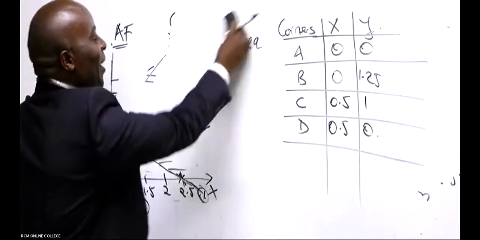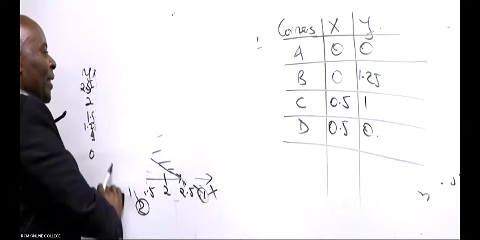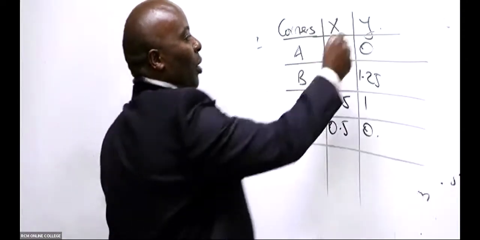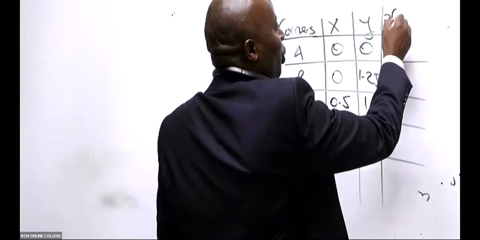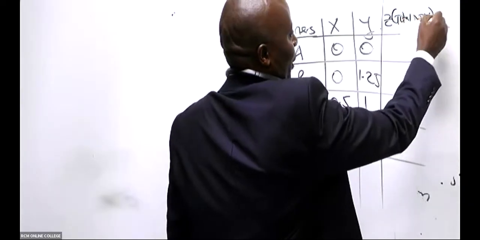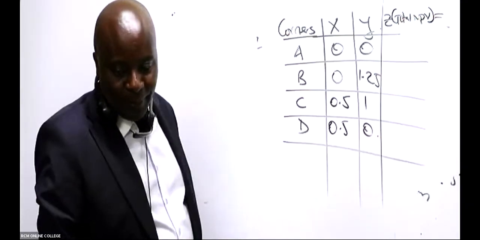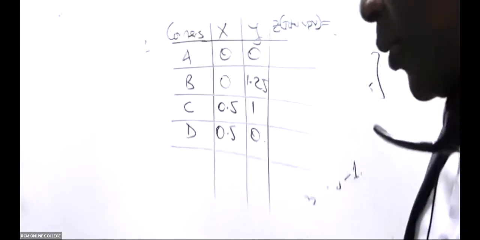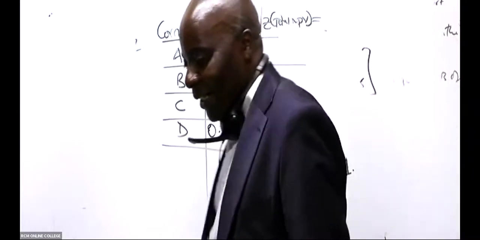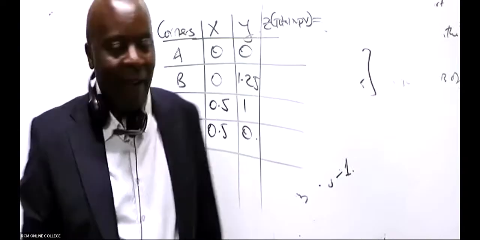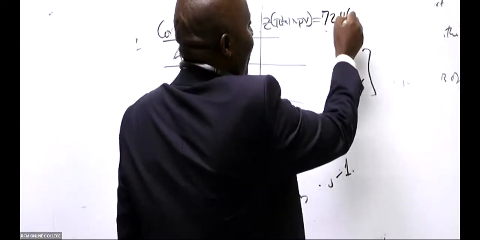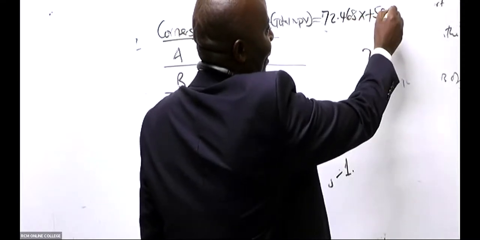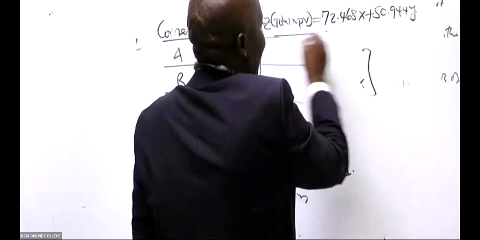Great. So then, ladies and gentlemen, what do we do with each of these corners? Now we evaluate our objective function. Remember, our objective function was Z, which was total NPV. How was Z? Z was 72.468x plus 50.944y, like that.